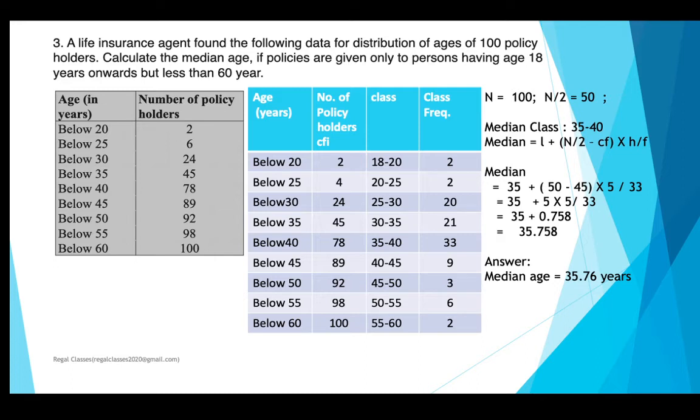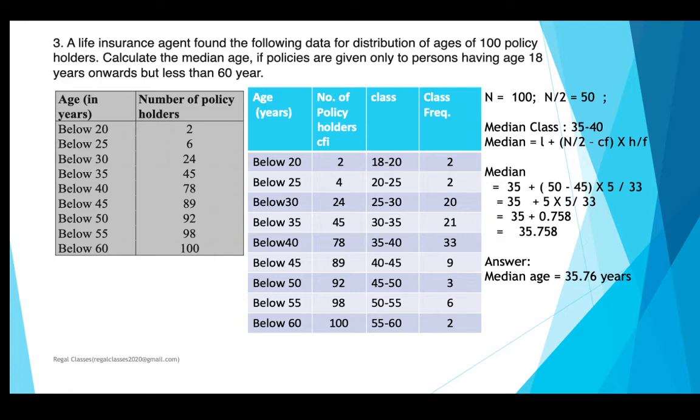Below 35 is 30 to 35. What is given is below 35, 45 policyholders are there. This means all, including 18 to 20, then 20 to 25, 25 to 30, and 30 to 35. It includes everything. But now we have to calculate the frequency for only that class, that is 30 to 35. So we subtract 45 minus 24, 21 becomes the frequency. Repeat this and you get the full table.